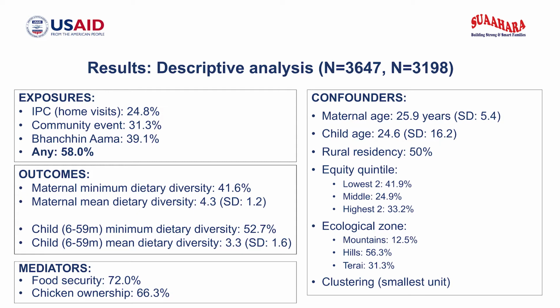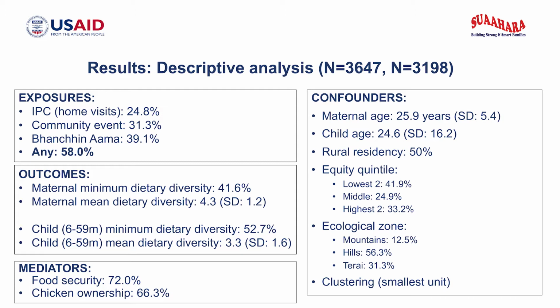And we have a mean of about 4 out of 10 food groups and 3 out of 7 food groups for children being consumed. While dietary diversity is quite poor, we have reached about 70% of the households who are food secure. And you can see the other confounding factors. These are some of them that we are listing.